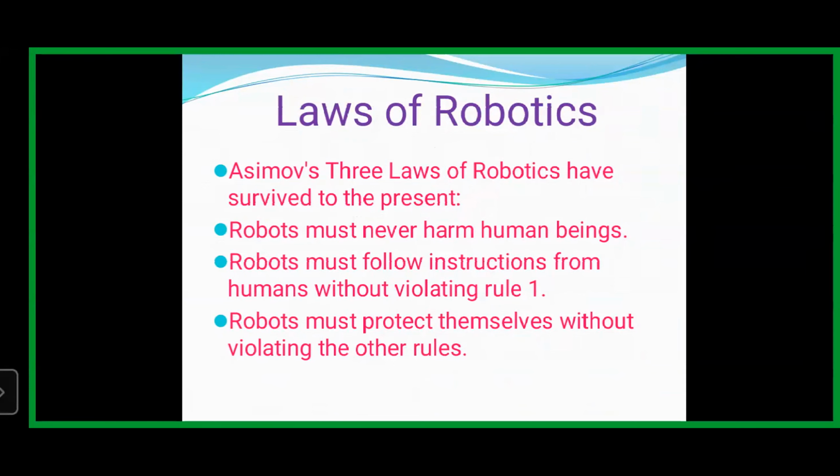The laws of robotics: robots must never harm human beings. Robots must follow instructions from humans without violating Rule 1. Robots must protect themselves without violating the other rules.